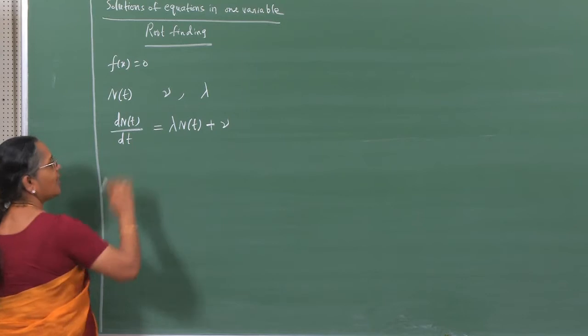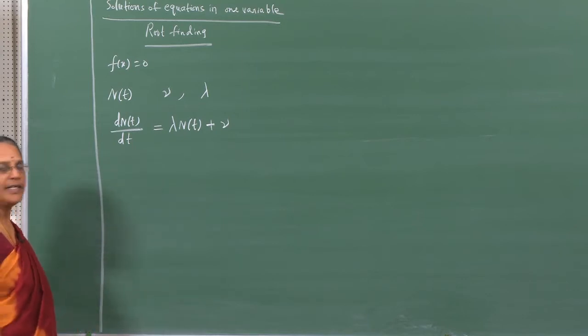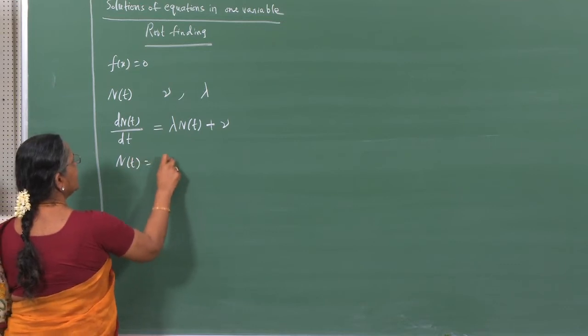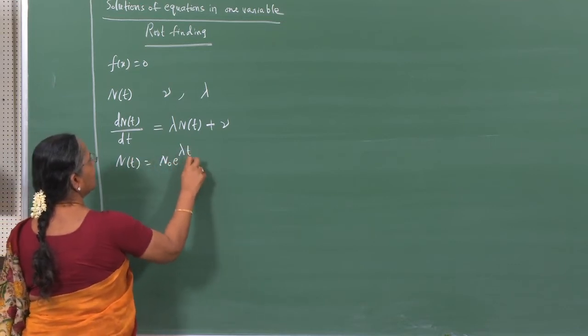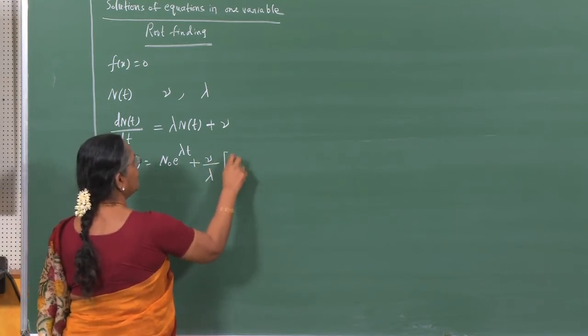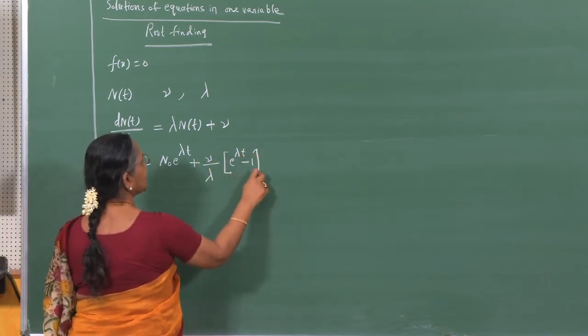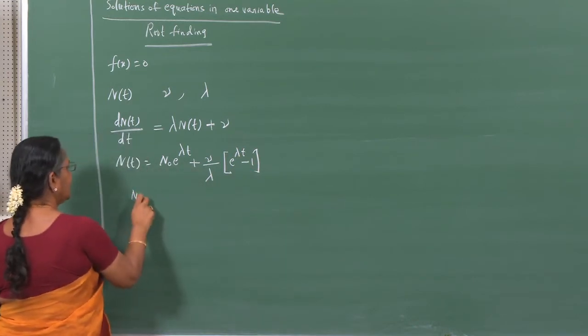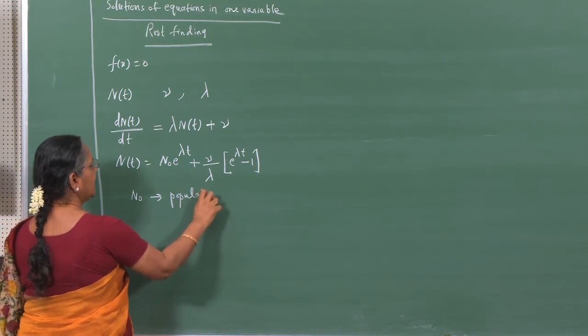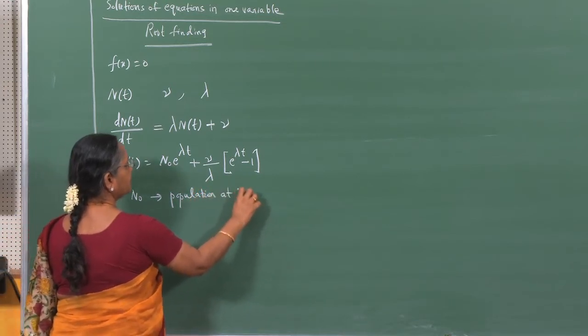This being a first order differential equation, the solution can be written down, and the solution is say n naught e to the power of lambda t plus nu by lambda into e power lambda t minus 1. And what is n naught? N naught is the population at initial time.